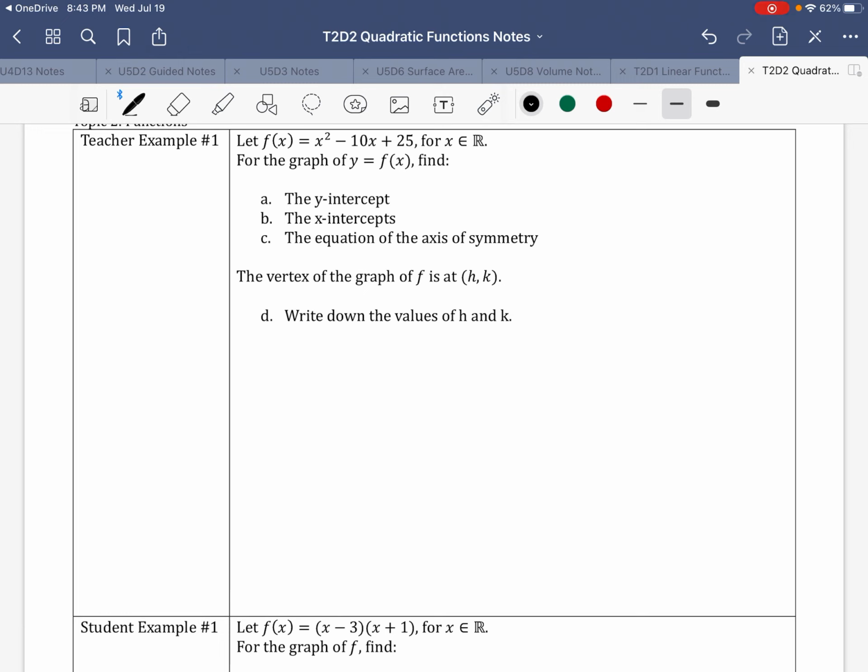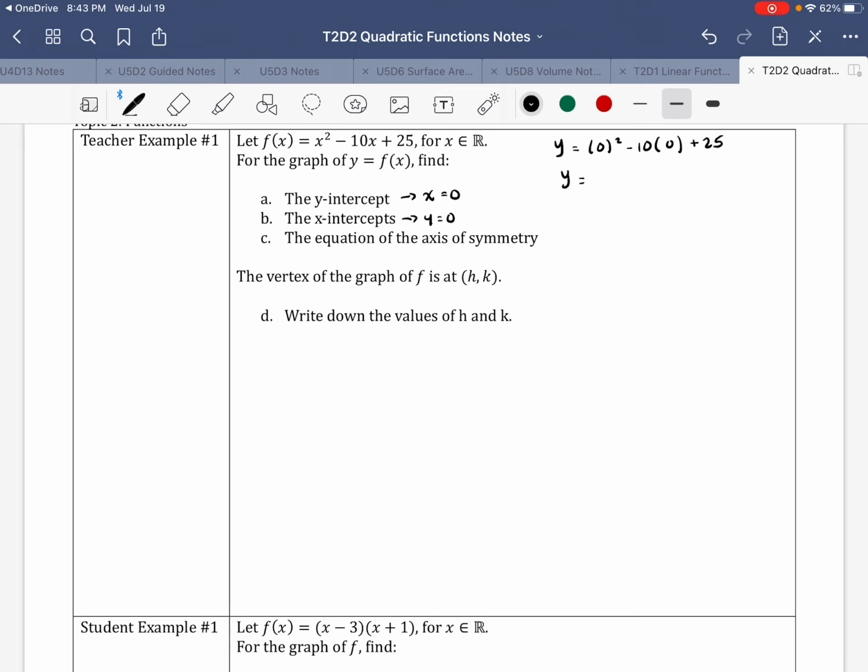So when we start with the y-intercept, your x value is always equal to 0. For your x-intercept, your y value is always equal to 0. So for our y-intercept, we're going to plug in 0 for all of our x values. So here we're going to do y equals 0 squared minus 10 times 0 plus 25.